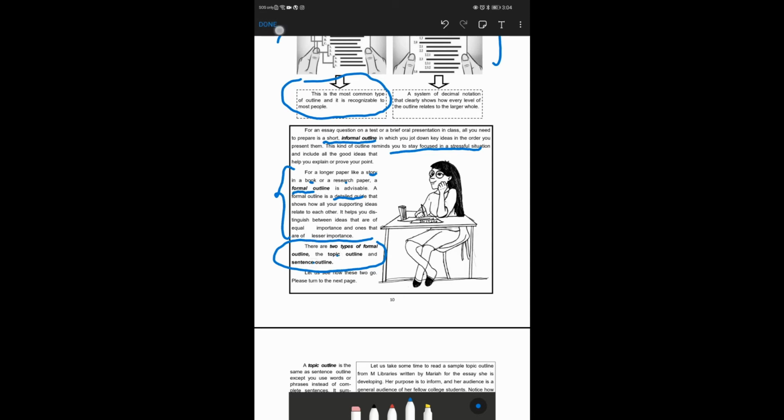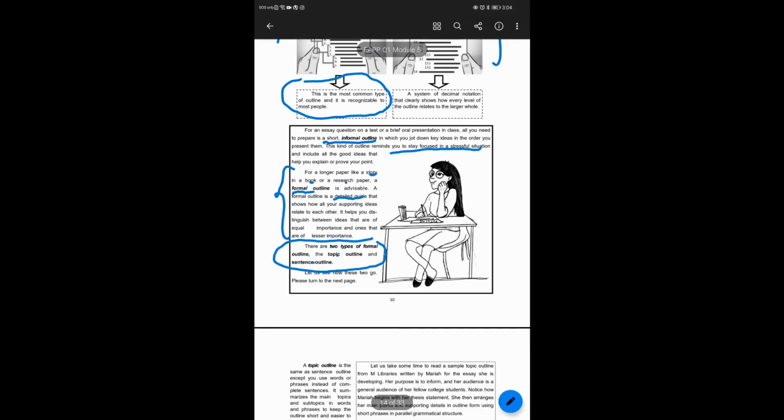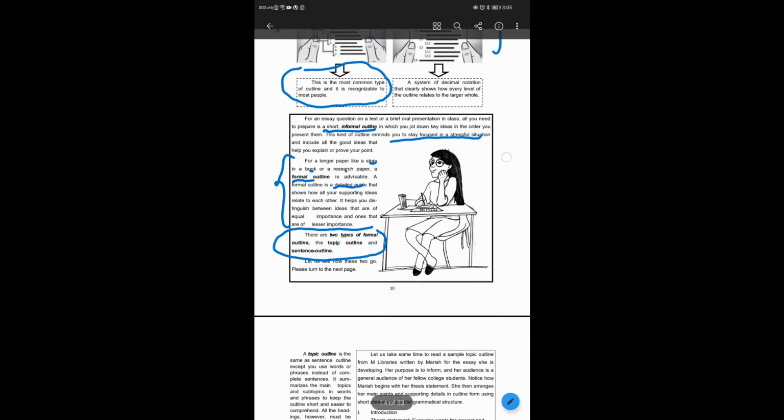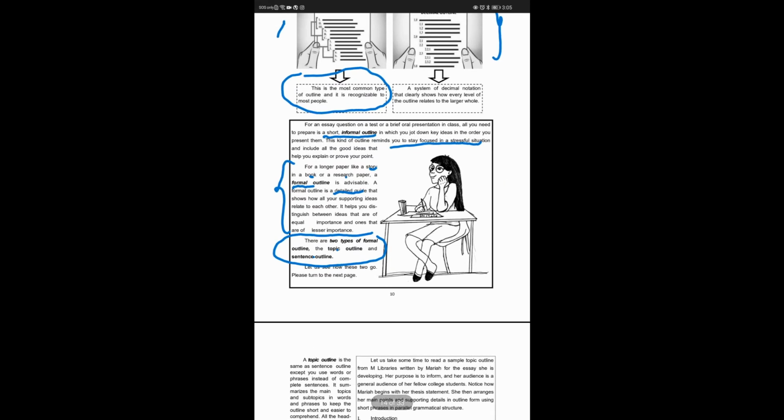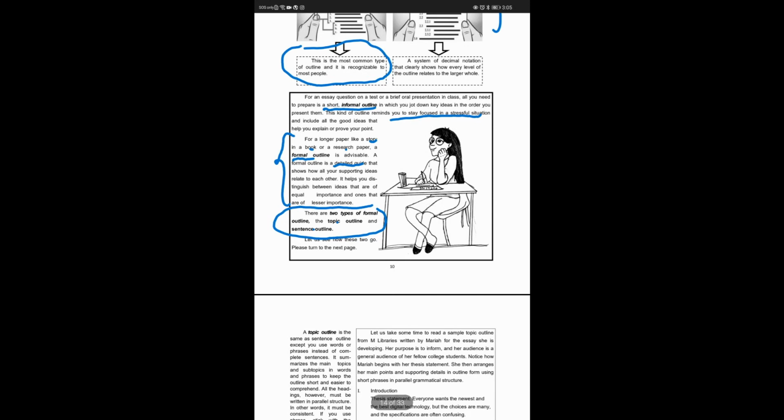So again, kanina natutunan natin that there are two kinds of outline, the informal outline and the formal outline. The informal outline, again, sabi dito, is the outline you use when you have less time, kapag wala ka masyadong oras, kapag stressful yung situation, or when you're just simply making an outline to remind yourself about the things you need to remember. Pero kapag longer daw, ang ginagamit na natin ay yung formal outline kasi mas detailed siya. For example, when you're writing an essay, when you're writing a research paper, so formal outline na ang dapat mong gamitin.